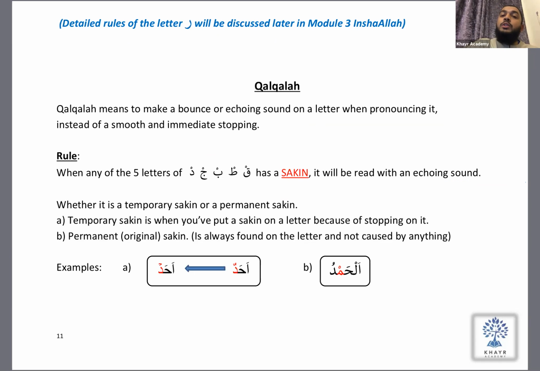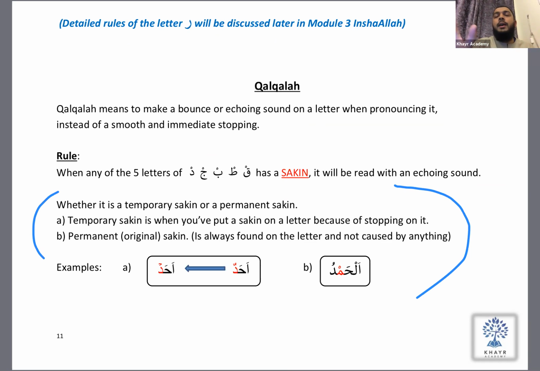Now there are 2 types of sakin. There's a permanent sakin. Just understand it roughly now, inshallah. Once I'm done with this, I'll go to Quran and explain what a permanent sakin is and what a temporary sakin is. What's the difference between both of them? A permanent sakin is the sakin which is always there.